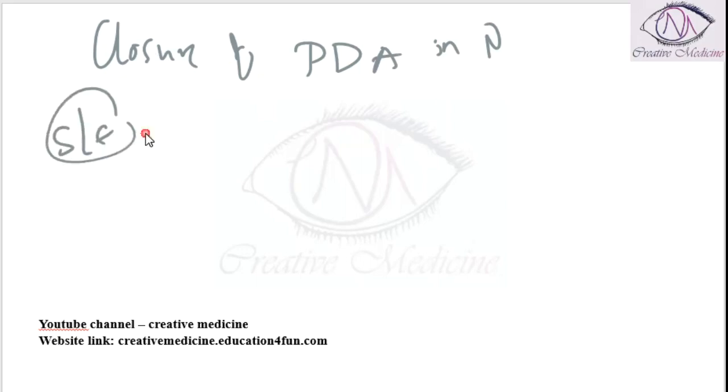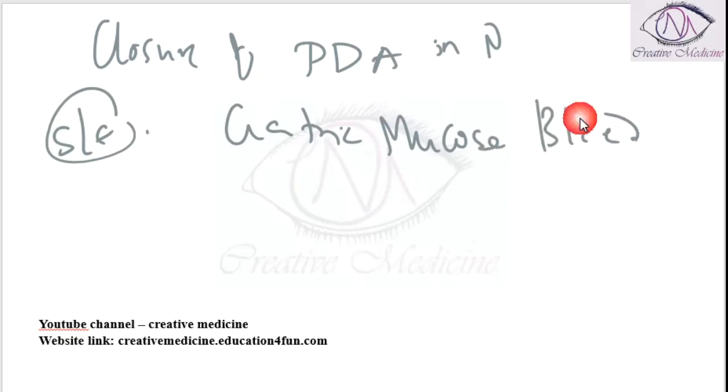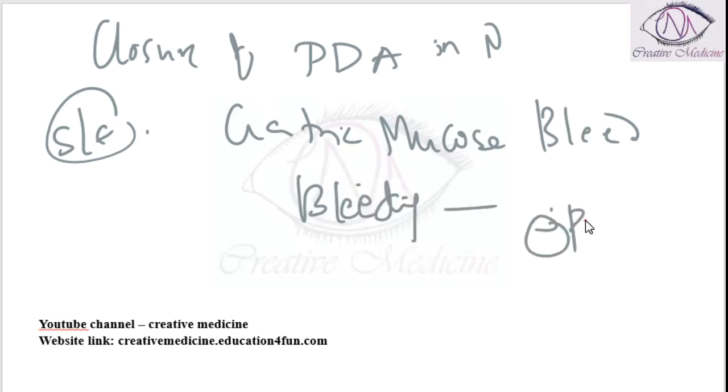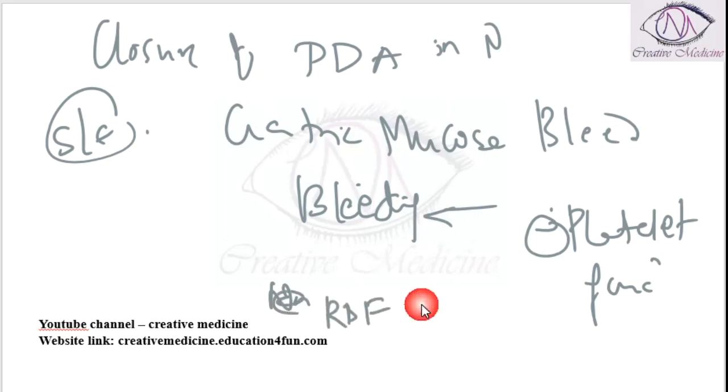Side effects of NSAIDs are that they cause gastric mucosal bleeding. They also cause bleeding, which is seen because they inhibit platelet function. Because they inhibit platelet function, they will result in bleeding. They will also limit renal blood flow, which results in sodium and water retention.